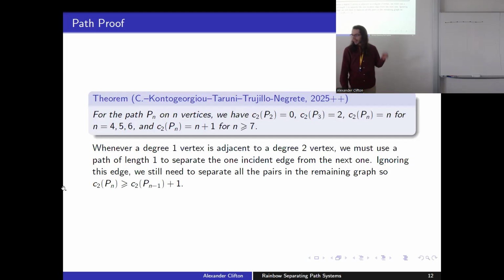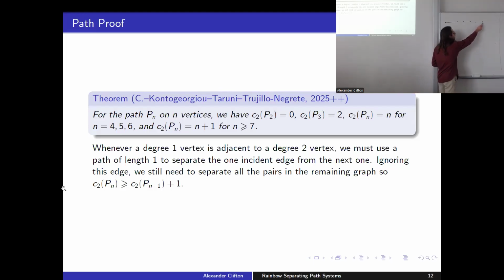So why is the answer n plus 1 for sufficiently large paths? Well, the thing to note, and this is true for any graph where you have a degree 1 vertex adjacent to a degree 2 vertex, you need to separate this edge from this edge. So I need some path that has this edge but not this edge. There is only one way to do that. Take a path that has literally one edge.